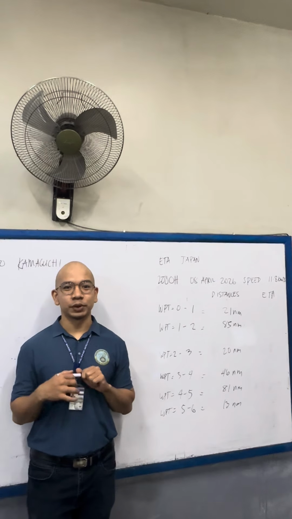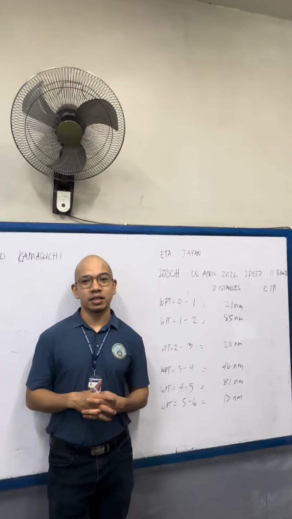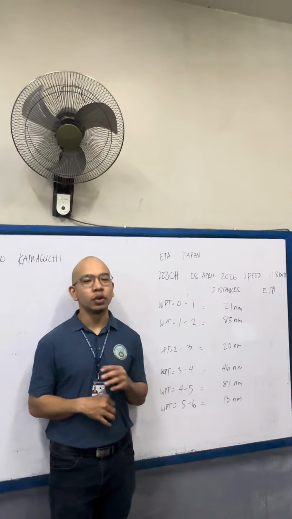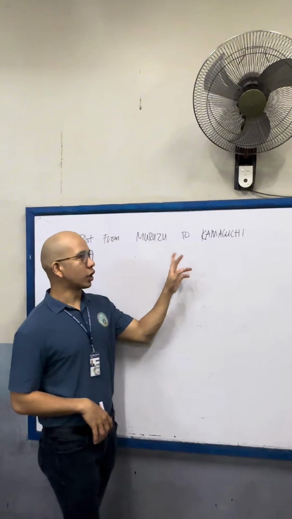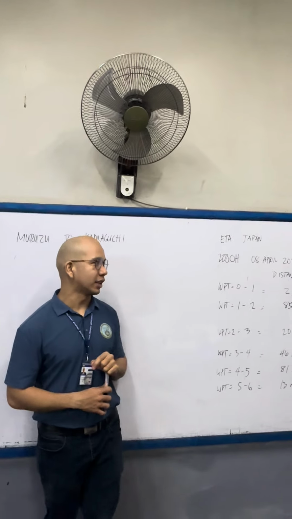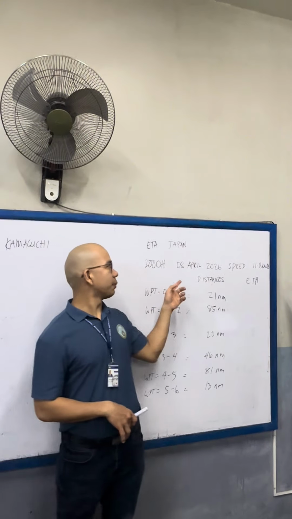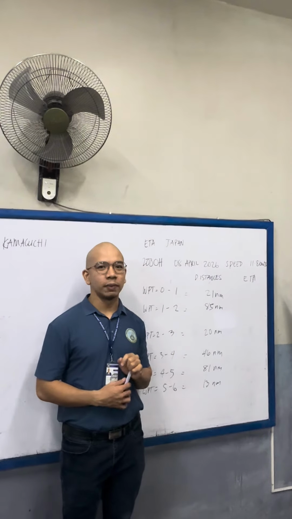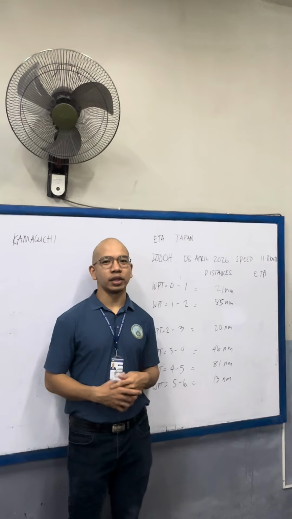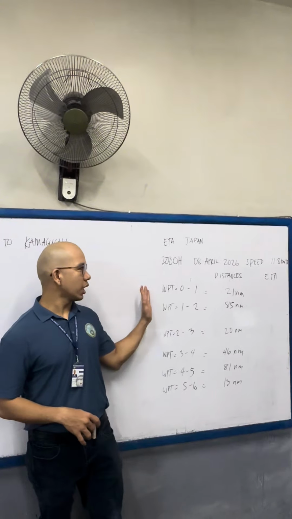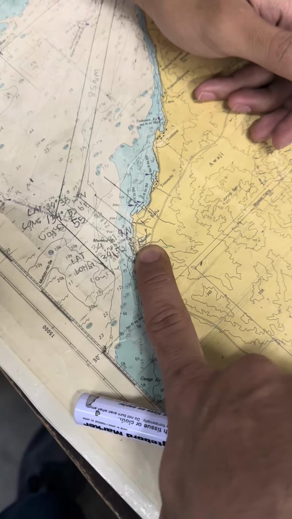Okay, so our tutorial for today is all about the calculation of different ETAs as per waypoint. Our situation is the vessel will depart from Muruzo to Kamaguchi, Japan. Our vessel departure time is 2000, 8 PM, on April 8, 2026 with a speed of 11.8 knots. In this tutorial, I'm going to show you how to calculate the different ETAs per waypoint. This is our departure port, Muruzo.